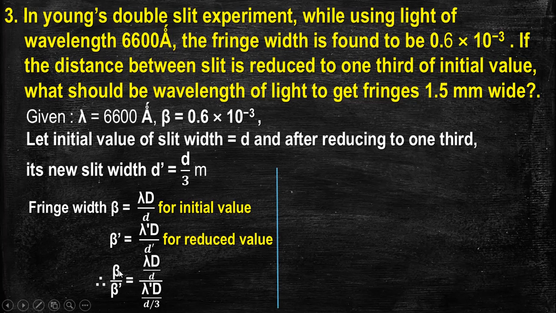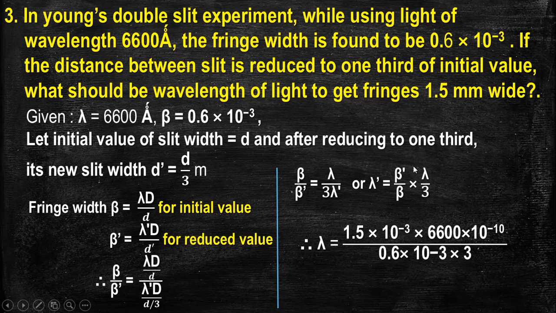If you take the ratio, beta equal to lambda D upon small d, beta dash equal to lambda dash D upon d dash. What is the value of d dash? It is equal to d by 3. Then if you solve it, all these common factors like capital D and small d get eliminated, leaving beta upon beta dash equal to lambda upon 3 lambda dash. If you solve it for lambda dash, it is equal to beta dash upon beta into lambda by 3, then you have to put all the values. Beta dash is given. What should be the wavelength of light used to get the fringe 1.5 mm wide?